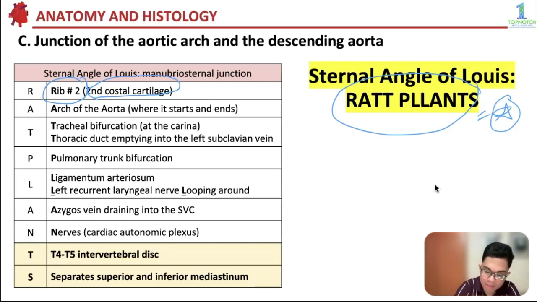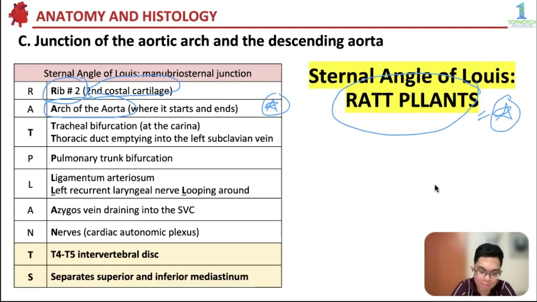And then sa question natin, this is the arch of the aorta, where it starts and ends. By extension, if that's where the arch of the aorta starts and ends, it's where the ascending aorta ends and where the descending aorta begins. Okay? Kasi tuloy-tuloy na structures lang naman yung ascending arch and descending aorta.